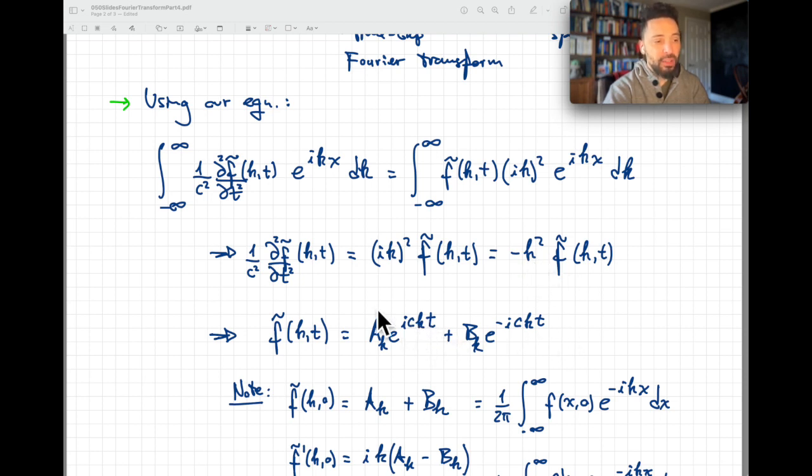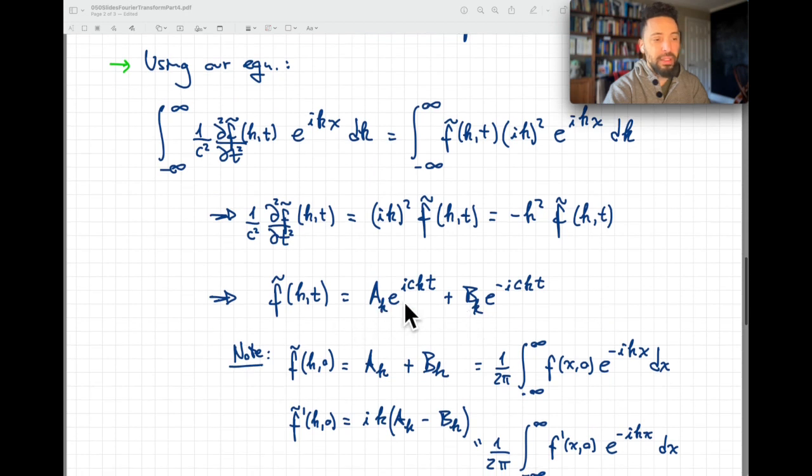And you need to have ck and not c squared, k squared, or anything like that, because you have to take two derivatives to recover this minus k squared times c squared. And so these are the two available linearly independent solutions to our problem. Now we have to determine these a_k and b_k constants.